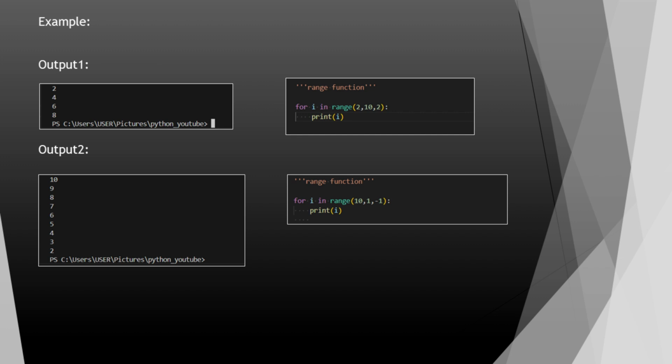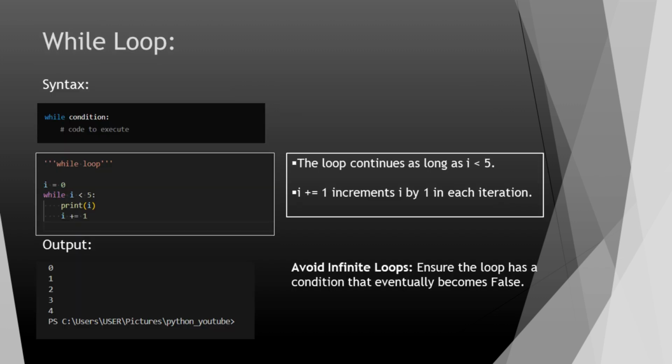So I hope you understood how a for loop works in Python. Now let's see how a while loop works in Python. Here I have written the syntax of a while loop: while and a condition. In a while loop, it's necessary for us to give a condition because a while loop doesn't work without a condition, as a for loop does. So here I have written code for a while loop.